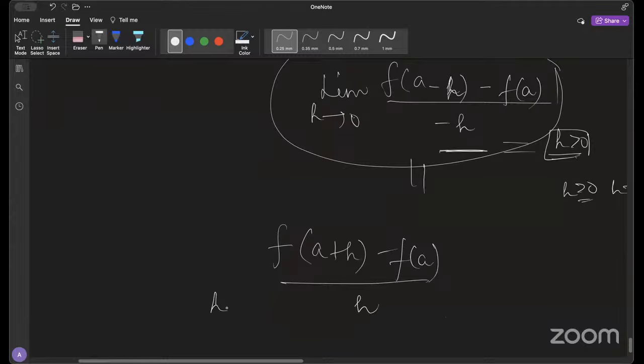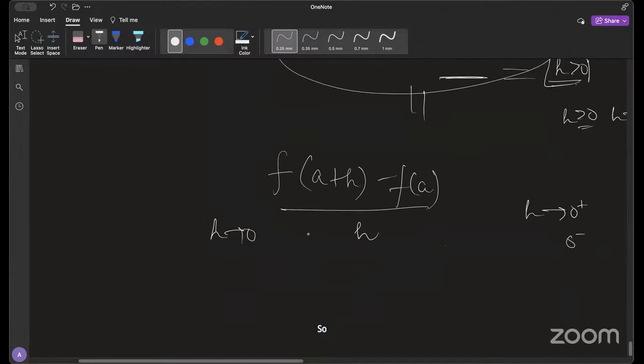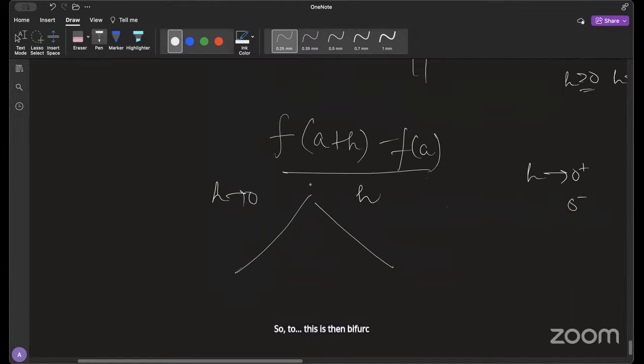By h as h tends to 0. Now this does not mention whether h tends to 0 from the plus side or from the minus side. So this is then bifurcated into two parts. This is derivative, bifurcated into left-hand derivative and right-hand derivative.